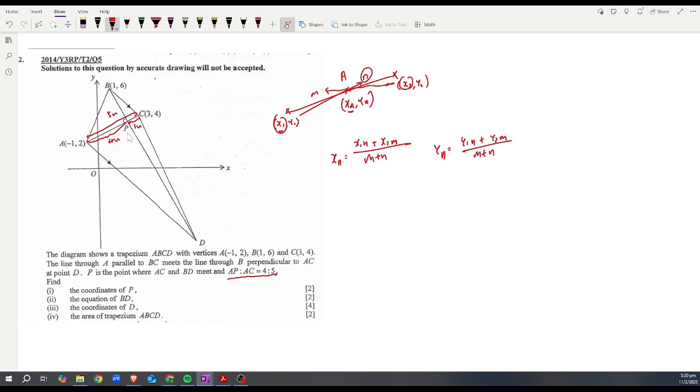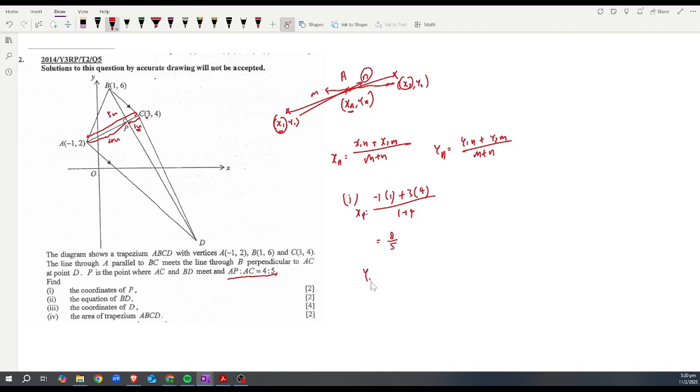Okay, so applying that here, our x1 is just -1. -1 times n. Our value of n, this part, is 1 unit. So it's -1 times 1 plus x2, which is 3, times 4, over 1 plus 4. This will be our x coordinate.